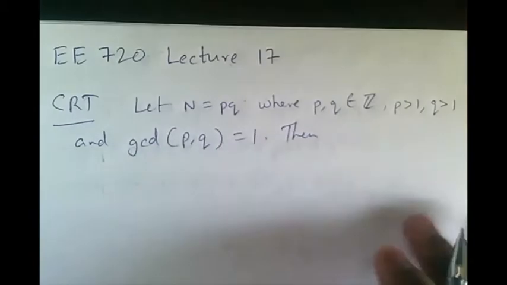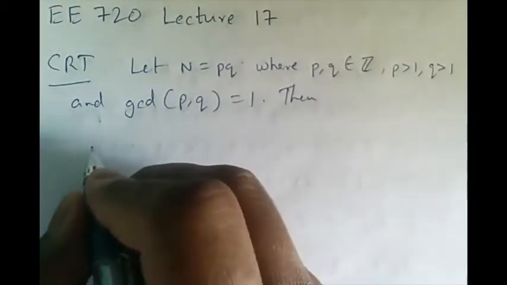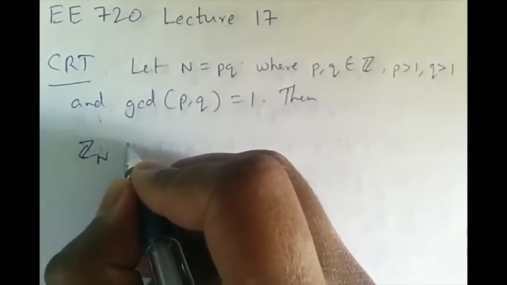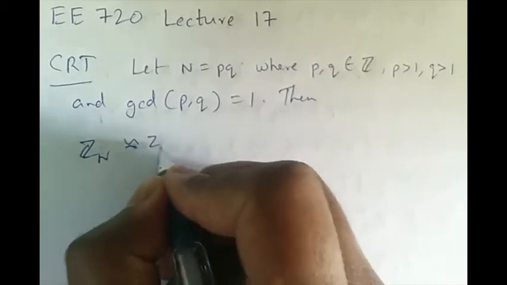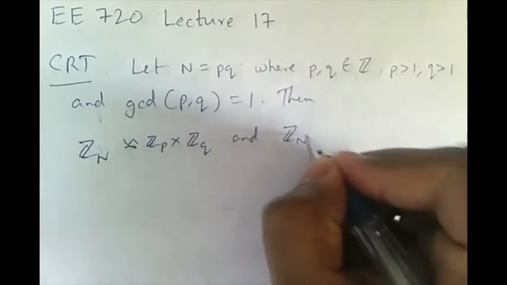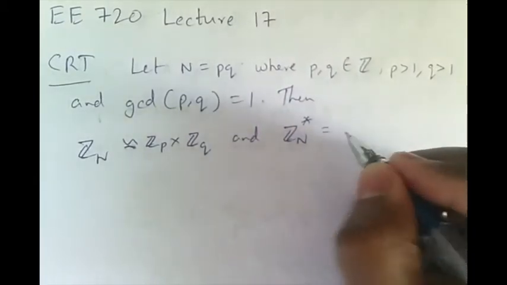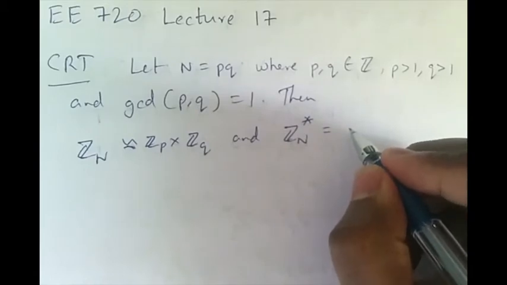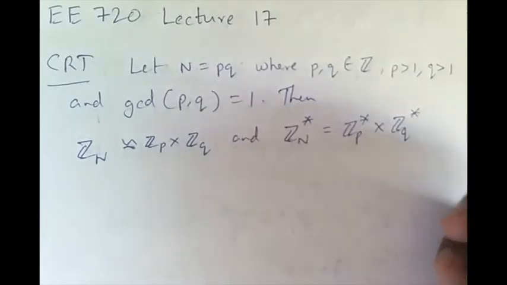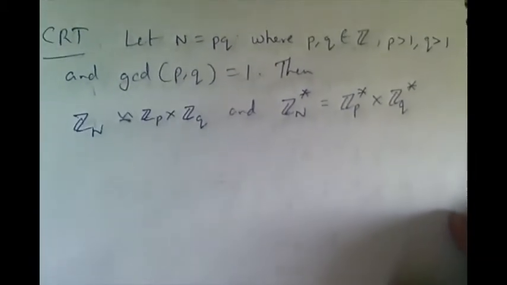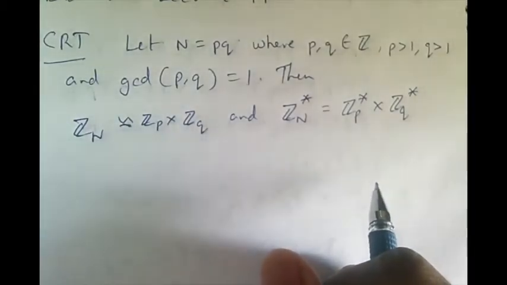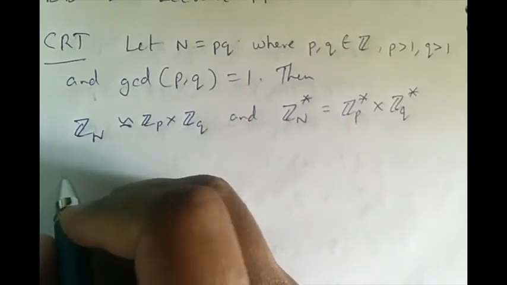Then the Chinese remainder theorem says that Zn, the group Zn with addition modulo n, is isomorphic to Zp cross Zq, and Zn star, which is with operation multiplication modulo n, is isomorphic to Zp star cross Zq star. Okay. So once we have this theorem, let's see how we can use this. So let's do an exercise 1.